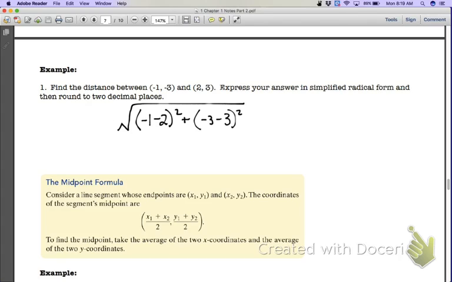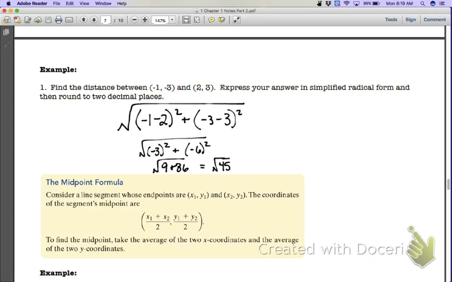So -1 and -2 combined is just going to be -3 squared, plus -6 squared. Now, one thing you've got to make sure of is you should not get a negative answer underneath the radical, because you can't have a negative distance. Everything here is going to be positive. So -3 squared is just going to be a positive 9. So I'm going to have the square root of 9 plus 36, so the square root of 45.